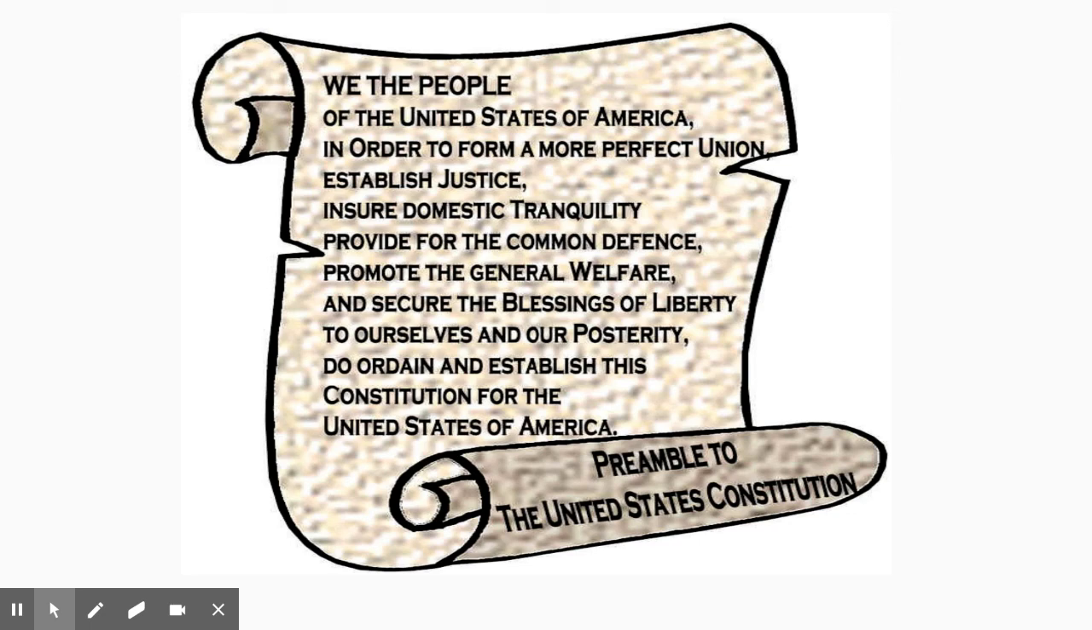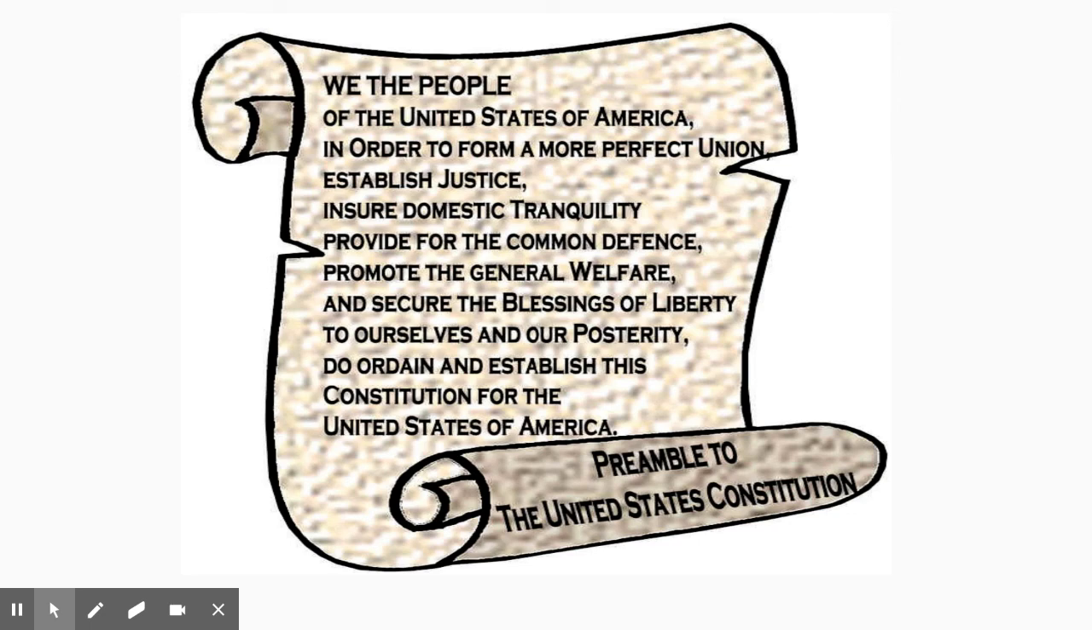And then the last part, and secure the blessings of liberty to ourselves and our posterity. Posterity meaning future, so this government is designed for now and later. And again, it's a reference to the amendment process, which is not easy under the new system of government, but it's definitely easier to change than it was under the Articles of Confederation, where 13 out of 13 states had to agree to amend the system.